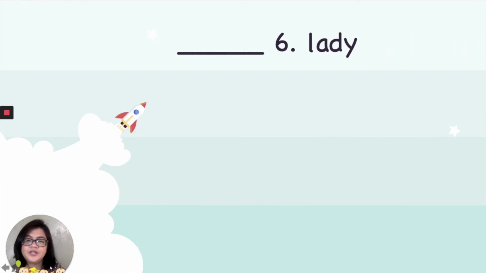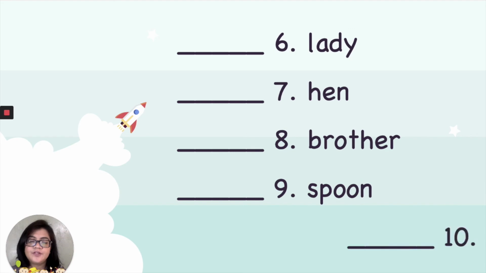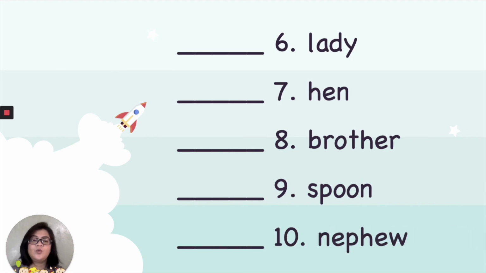For number 6, we have lady. Number 7, we have hen. Number 8, we have brother. Number 9, we have spoon. And number 10, we have nephew. So let's identify what gender these following nouns belong to.